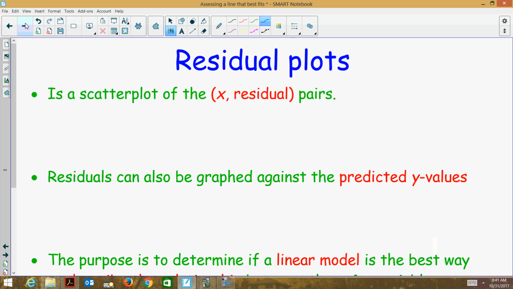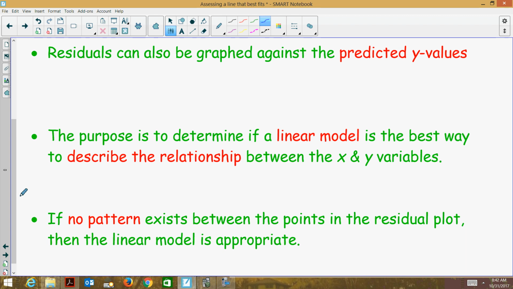Now, residuals do more than just give you an estimate of the actual versus the predicted values for your model. You can also plot residuals. A residual plot is a scatter plot in which you have the x value of your dataset as well as the residual paired together. You can also do this for predicted y values as well, and it should give you the same value. And here's the purpose of it. The purpose is to determine if a linear model is the best way to describe the relationship between the x and y variables.